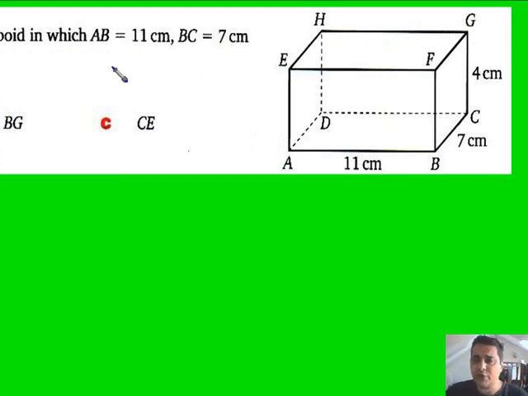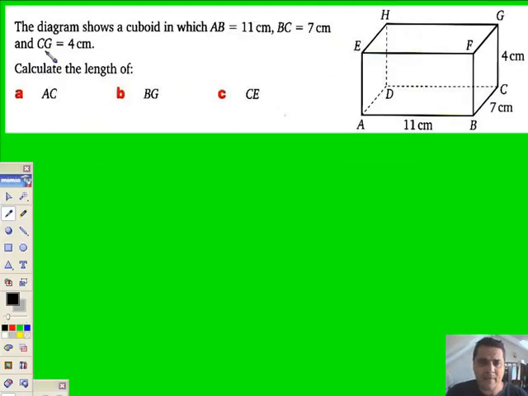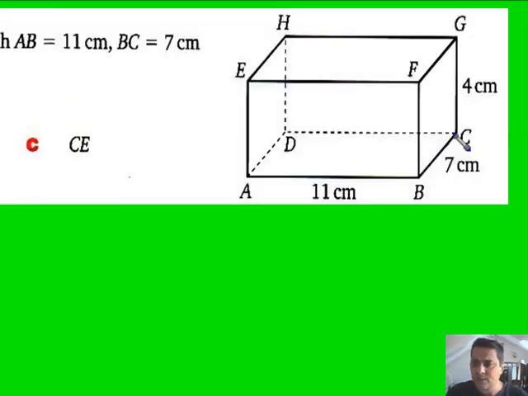The diagram shows a cuboid in which AB is 11. It's merely describing the question. BC is 7. And the height CG is 4. So all these vertical heights that I'm highlighting are 4s. All the lengths across here are 11s. I'm sure you know that's just a cuboid. And all the lengths going into the screen like that are 7s. I say into the screen because I'm pointing my pen towards the screen.